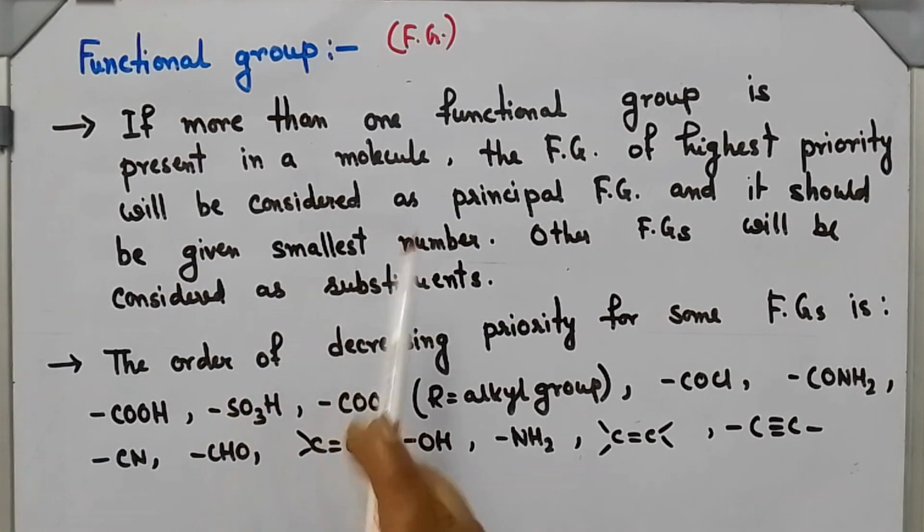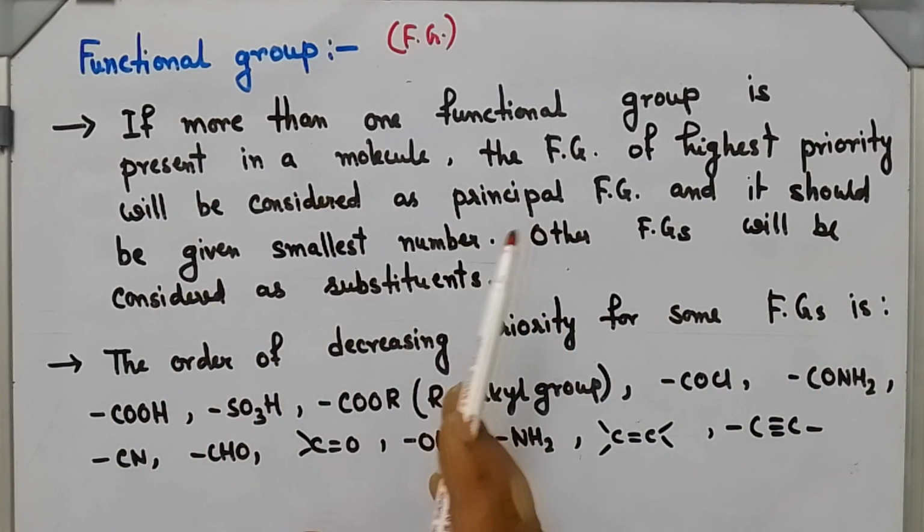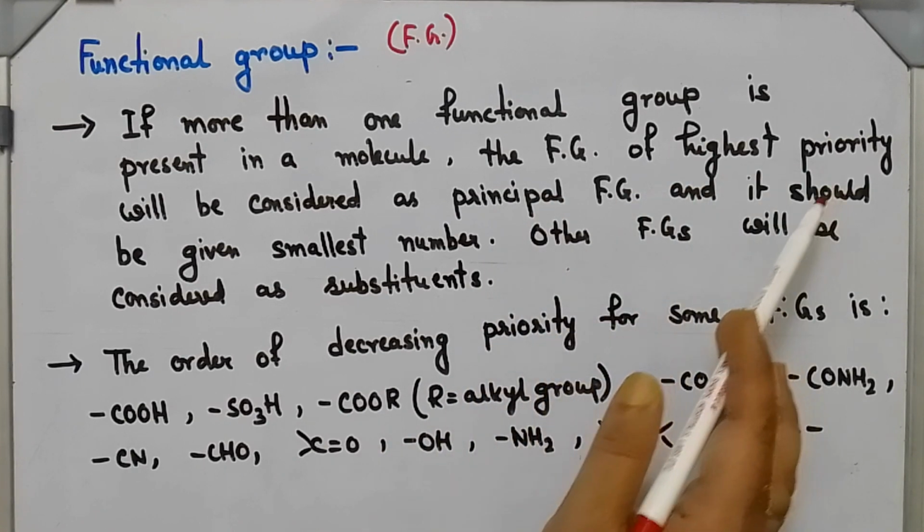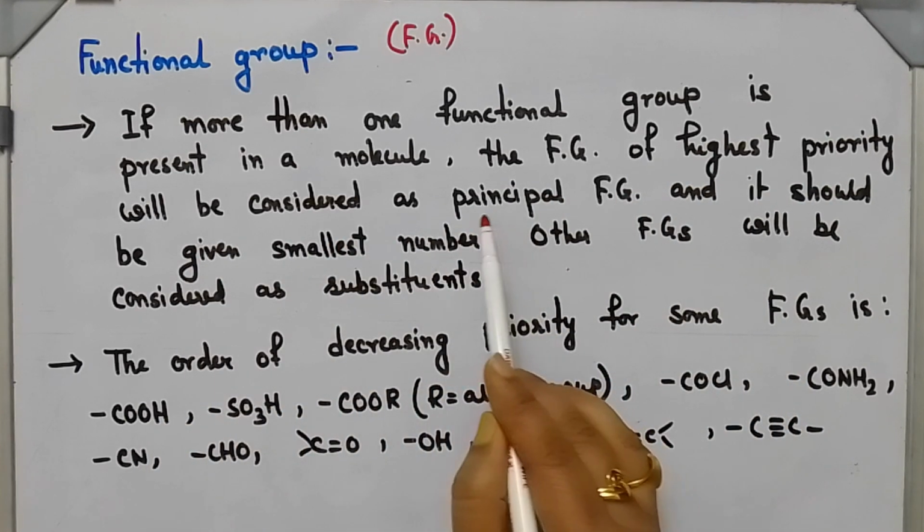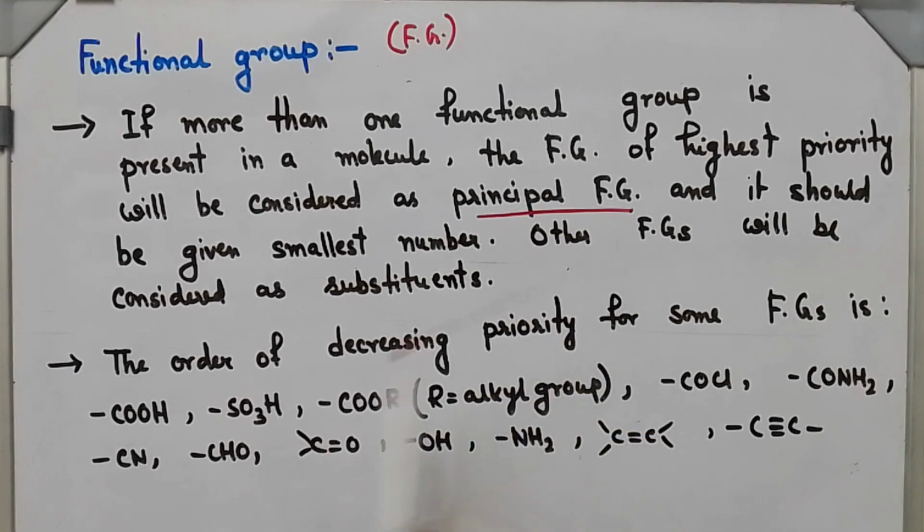Now see, if more than one functional group is present in your molecule, the functional group of highest priority will be considered as principal functional group. Means if in your compound both COOH and OH are present, then COOH has highest priority than OH, so it will be considered as principal functional group. And it should be given smallest number, so when you do IUPAC name, you have to give smallest number on that carbon atom. Other functional groups will be considered as substituents.